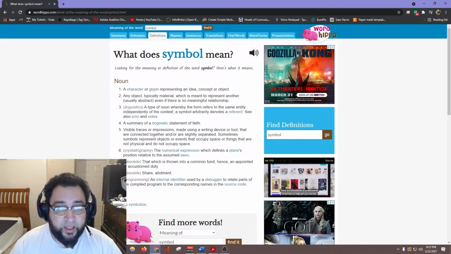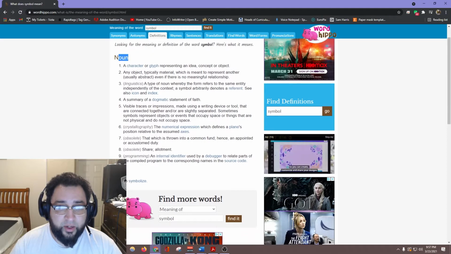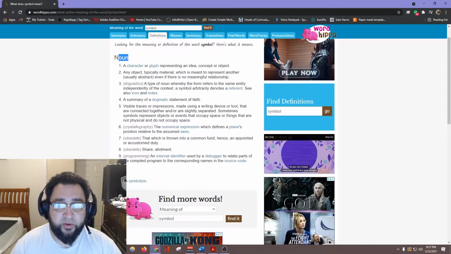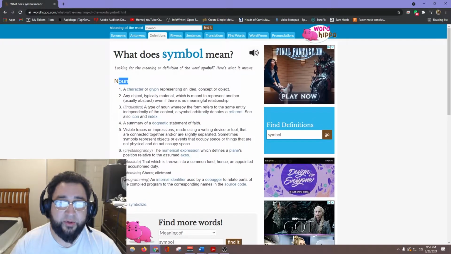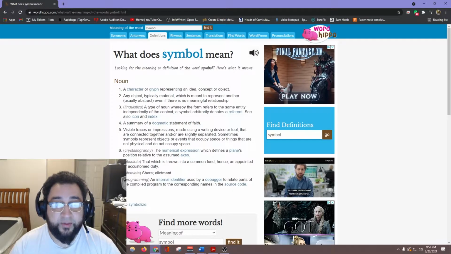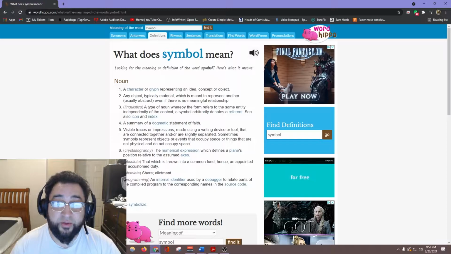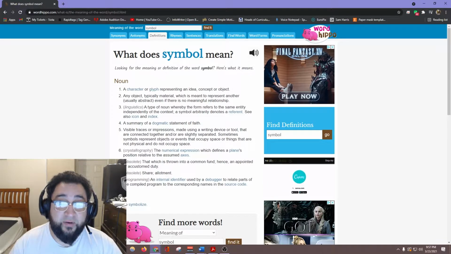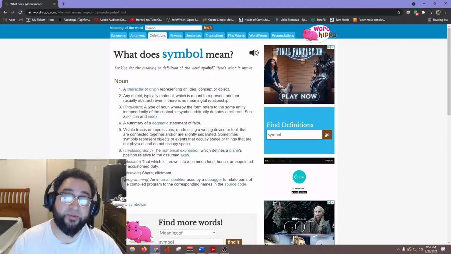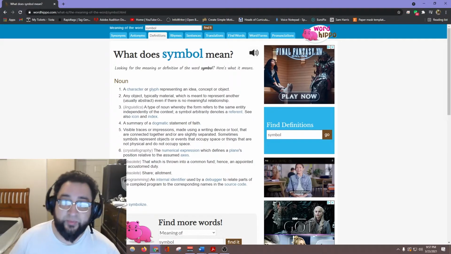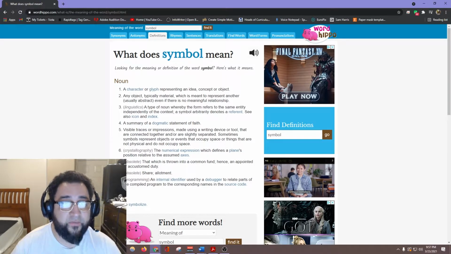Now, symbol is a noun. And when you use it as a noun, it's a character or glyph representing an idea, concept, or object. Any object, typical material which is meant to represent another, usually abstract, even if there is no meaningful relationship. So symbol is one of those strange words, but now you know how to find it.